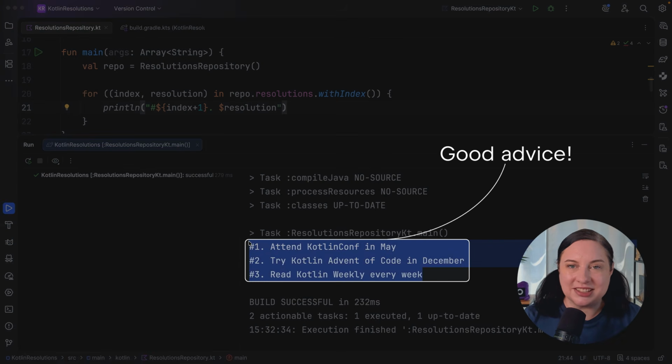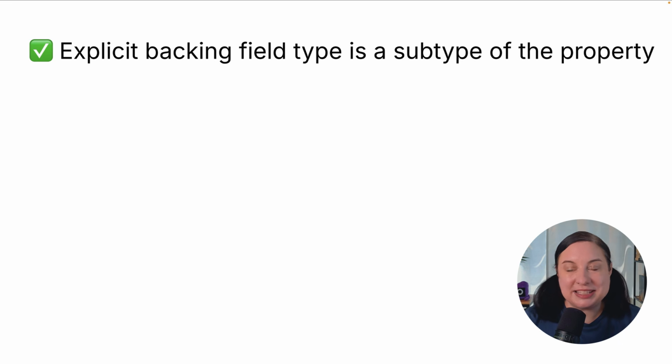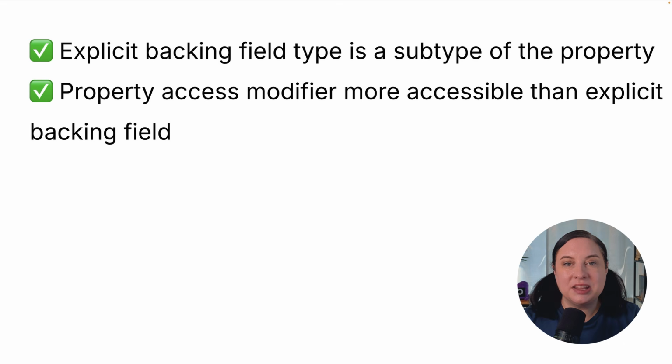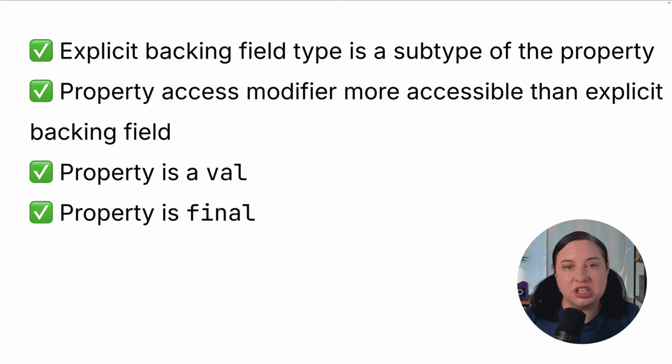There are a few things to keep in mind with this feature. The explicit backing field's type must be a subtype of the property type. In our example, you can think of the explicit backing field type as widening what you can do inside the declaring scope, as it is a mutable field. The property access modifier must be more accessible than the explicit backing field, and the explicit backing field is by default private. That too makes sense, as we want the property to be accessible from the outside scope. The property must be a val and final. We don't want to reassign or override the property somewhere else.